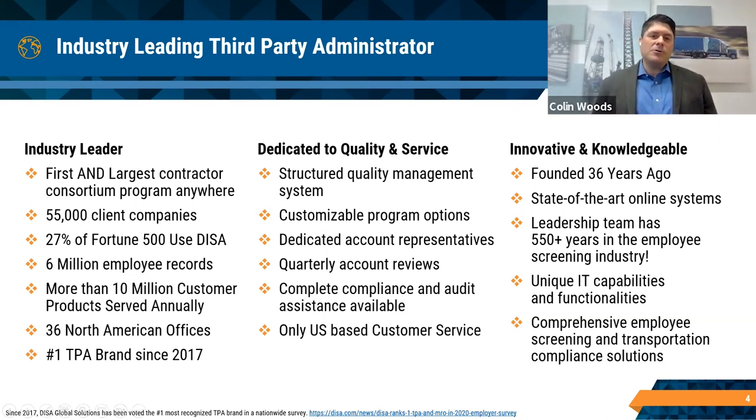We have 55,000 client companies across the enterprise, ranging from one-person operations to Fortune 500 companies. 27% of Fortune 500 companies utilize DISA in some form or fashion. We've got 6 million unique employee records, and we are producing over 10 million different customer products annually. We've got 36 offices across North America, and I'll get into a little bit more detail about some of the products and services that they offer at the individual sites. And we have been ranked the number one TPA brand since 2017 across the industry.